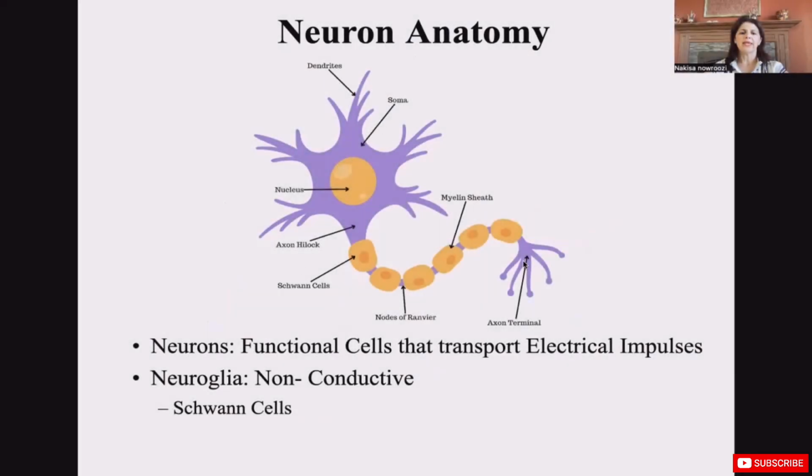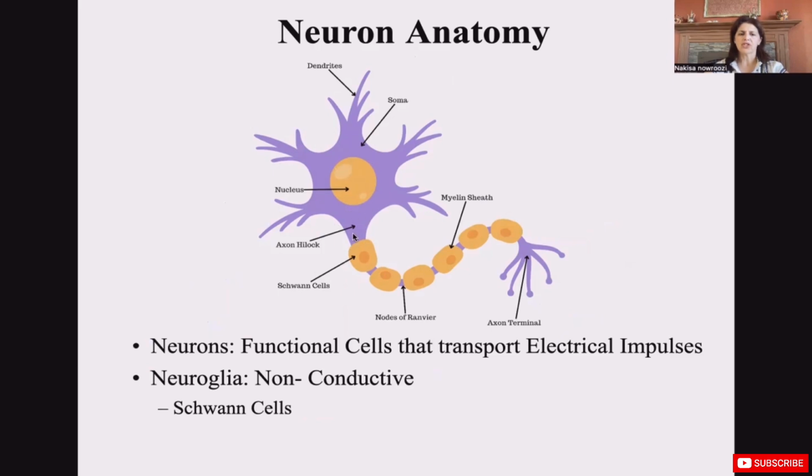Here we are looking at the neuron anatomy that we started talking about in lab 5. Here we go deeper. We look at a neuron. This is a multipolar neuron. It has multiple poles. These are called dendrites. The cell body is called soma. The nucleus is in the center.